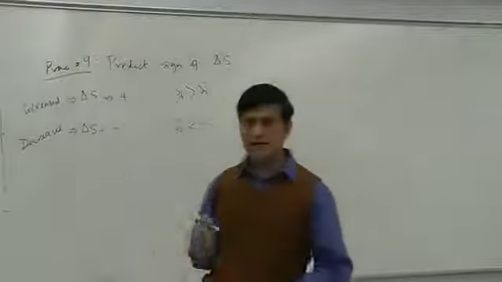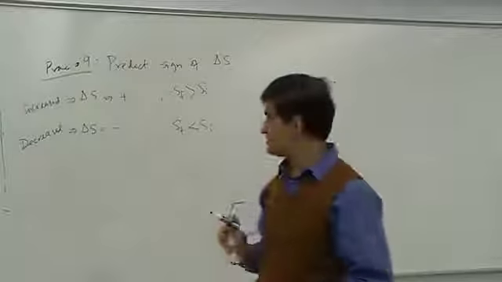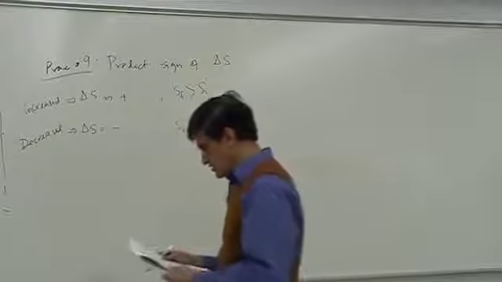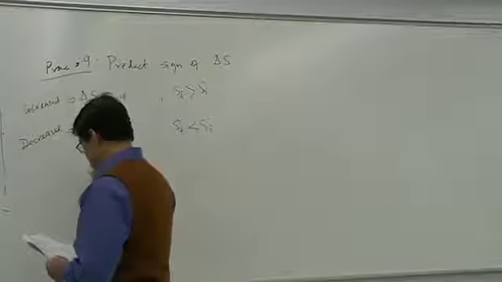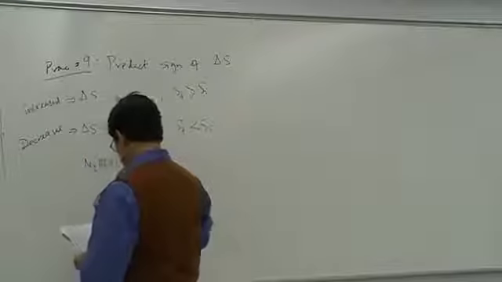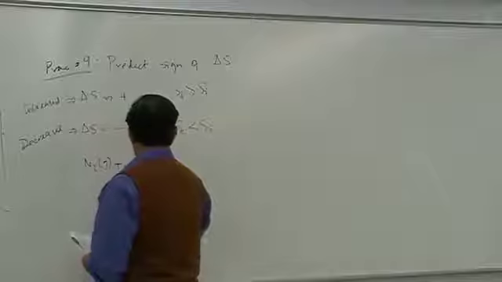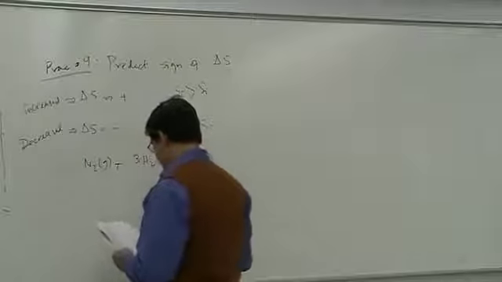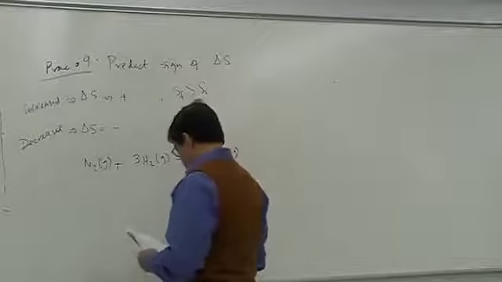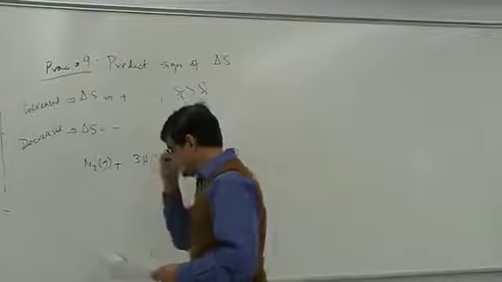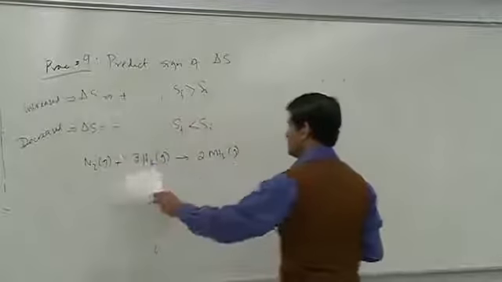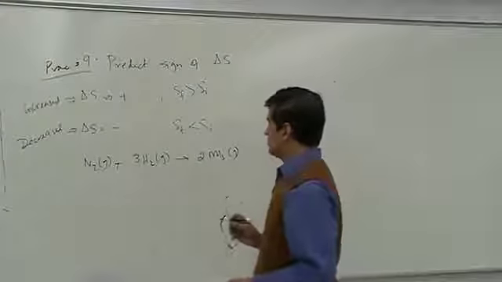Some problems we can answer quite readily just by looking at what is happening in the reaction. Let me quickly go over this reaction. N2 gas plus 3H2 giving 2NH3 gas. Now the question is, what is happening in this case? Is delta S, as you go from left-hand side to the right-hand side, increasing or decreasing?